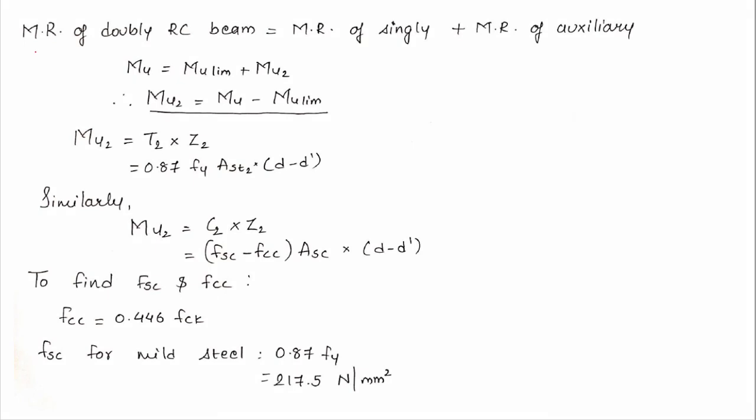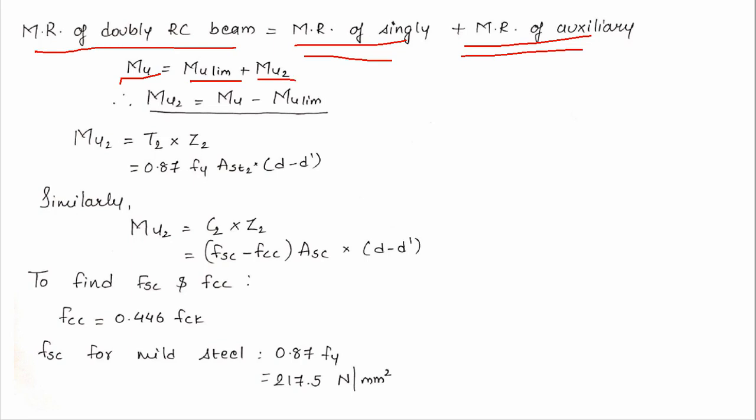Now moving on to the moment of resistance. The moment of resistance, as we have seen, for a doubly reinforced beam will be equal to the moment of resistance of the singly reinforced section plus the moment of resistance of the auxiliary section. Considering the total moment as Mu, the moment of singly as Mu limb, and the moment of doubly as Mu2. If we need to find the moment of doubly, we take Mu2 as the subject, so the equation we get is Mu2 equal to Mu minus Mu limb.